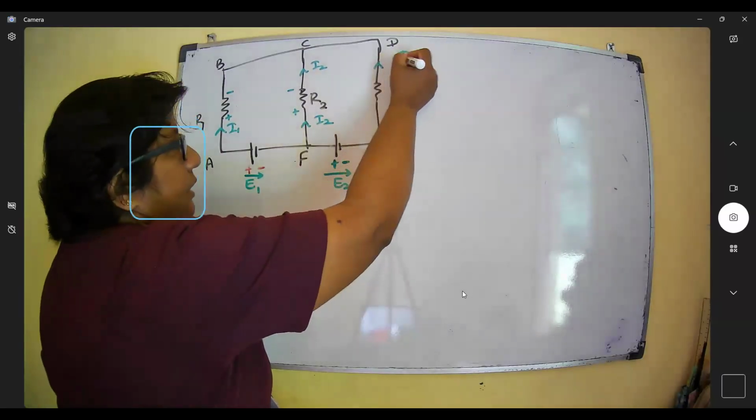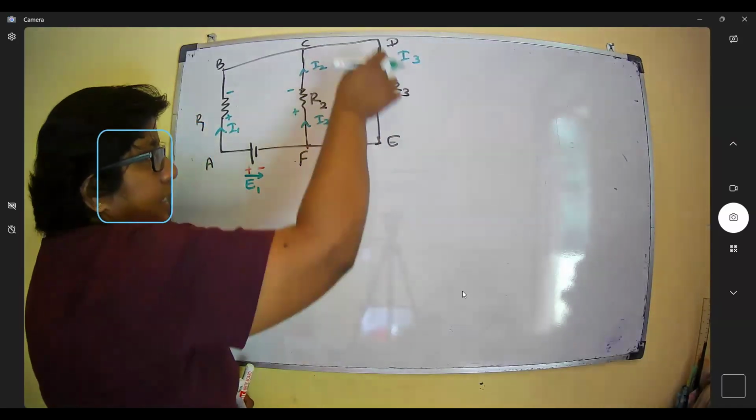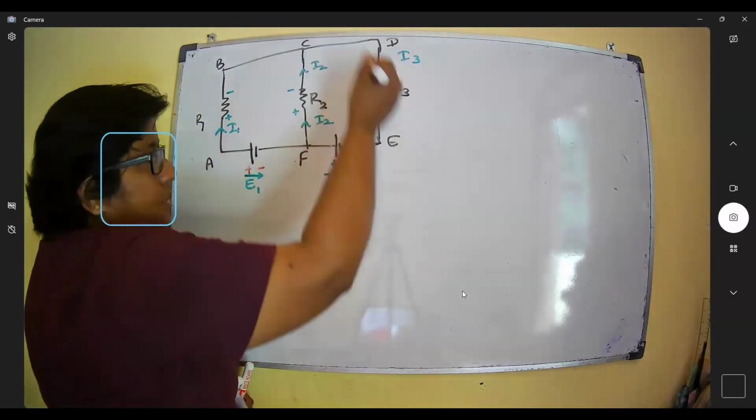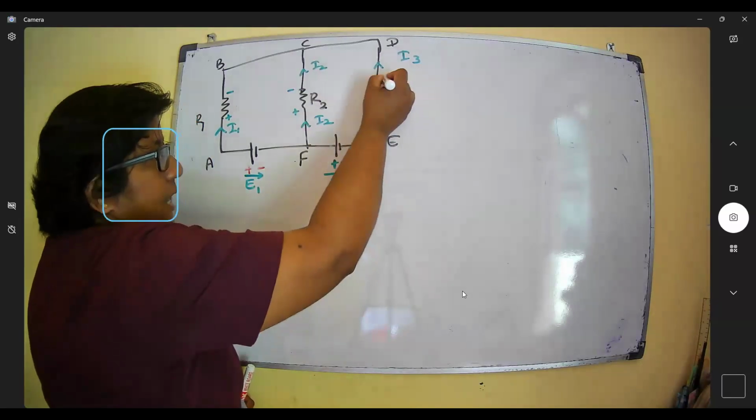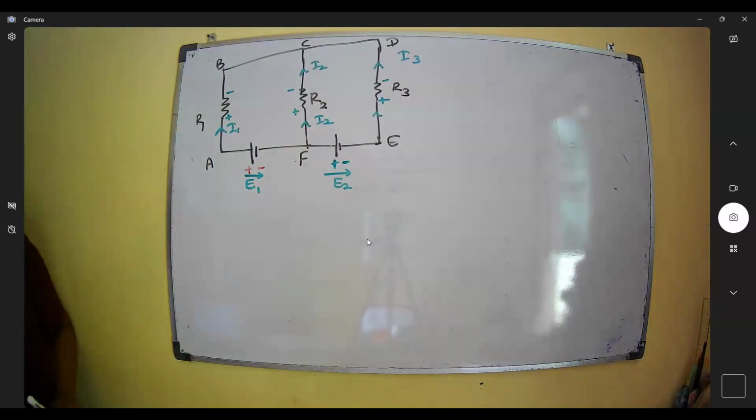The other one is I3, current flowing through this branch. Then we can consider current is moving in this direction. This is the positive terminal and this is the negative terminal. Then you should mark all positive and negative terminals. It is better for the calculation, right?